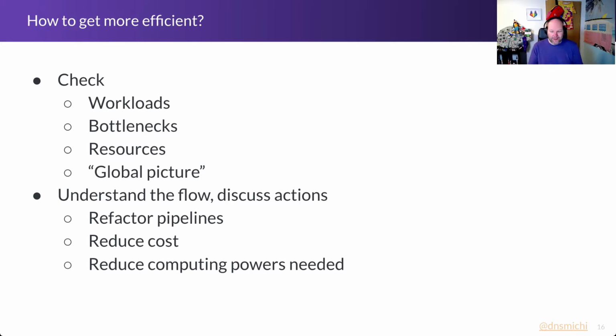When you have found the flaw or you have understood the flow, discuss the actions with your team, like refactor the pipelines. Basically, everything is YAML today. You can treat the pipeline as code and start refactoring the code. You also want to reduce the cost and also reduce the computing power needed, especially because compute power is not for free. You need to pay for it. So in a specific environment or scenario, you could potentially save a lot of money by reducing it.